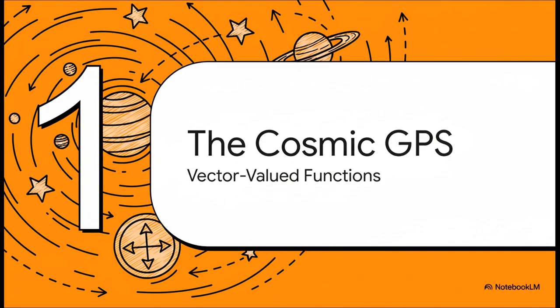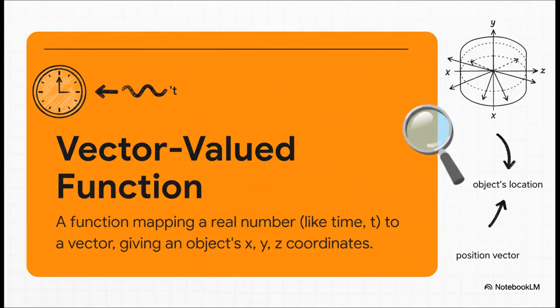The core tool, the absolute foundation of all this is something called a vector-valued function. Now, the best way to think about it, it's like a cosmic GPS. Seriously, it's a system that can give us an object's exact pinpoint coordinates at any single moment in time. So how does this cosmic GPS actually work?